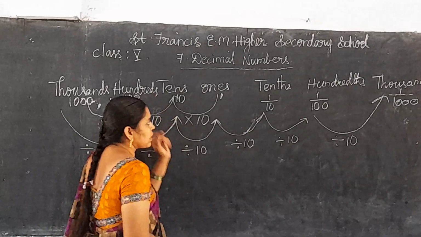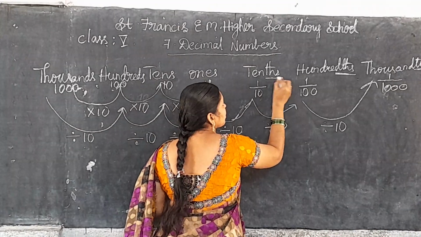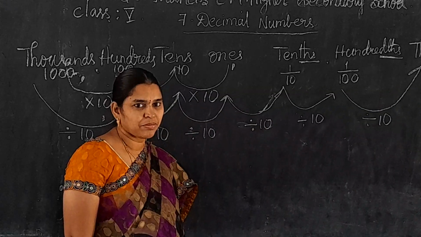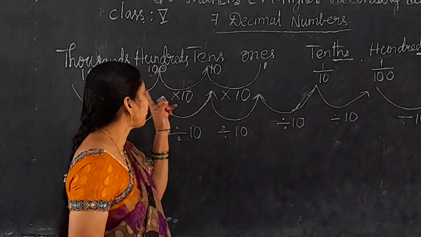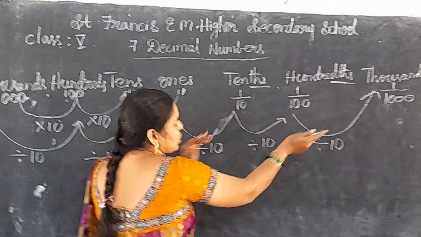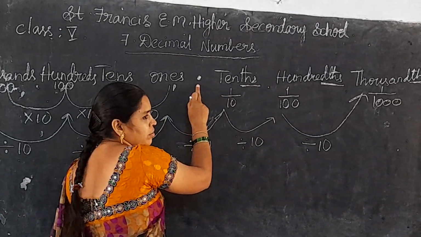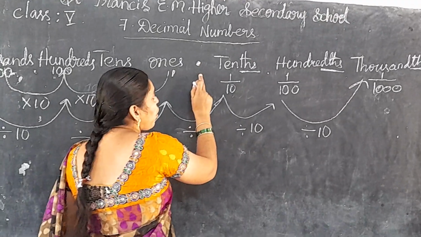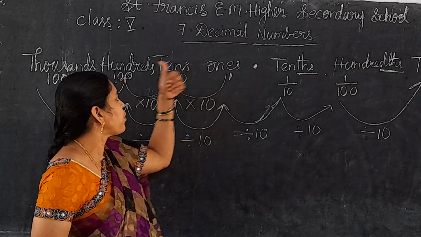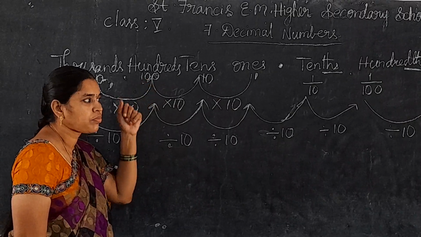In the same way, here this is hundredths. Tenths. Like this. See, that is the difference between these two. The ones place value and the new place value are separated by a dot. This is called the decimal point. Digits after the decimal point we call decimal numbers. Digits before the decimal point we call whole numbers. Clear, children? Okay.